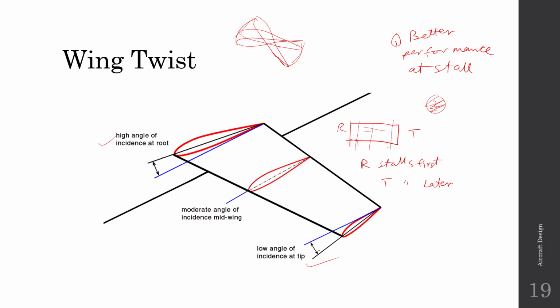Okay, because the tip has a low angle of incidence, right? So the tip stalls later. So this configuration has an advantage. The advantage is that usually the ailerons are placed towards the tip of the wing.